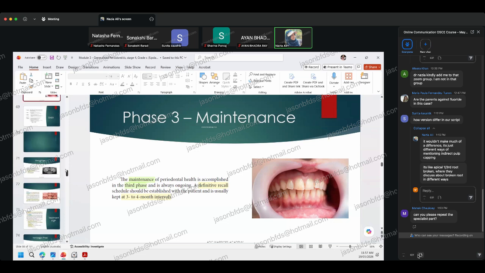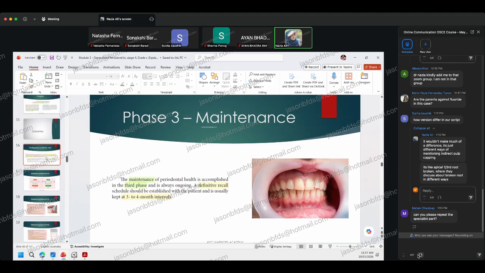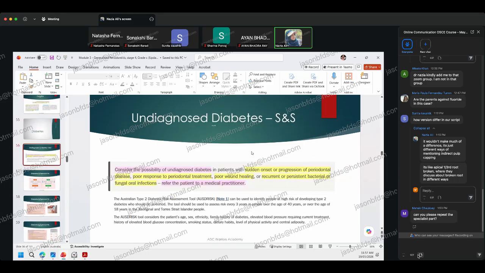All right. Now, why is diabetes such a big deal? Undiagnosed, this is from TG. TG says to consider the possibility of undiagnosed diabetes if there is a sudden onset or progression. This was this case. There was sudden onset or progression. In Australia, anybody over the age of 40, every 3 years, their GP should be doing a diabetes check. But for the Aboriginal community, they do it early on. They do it at 18.